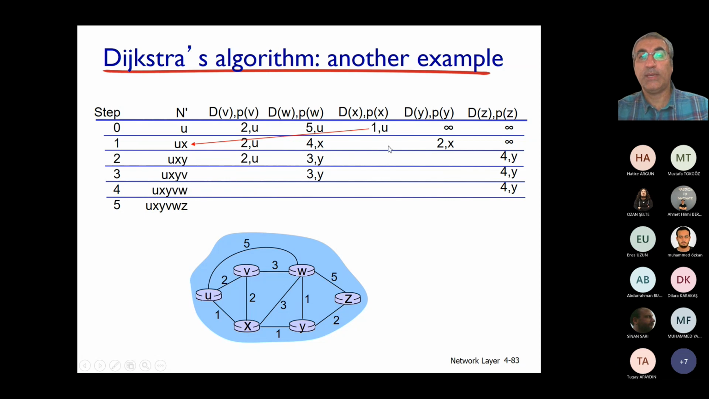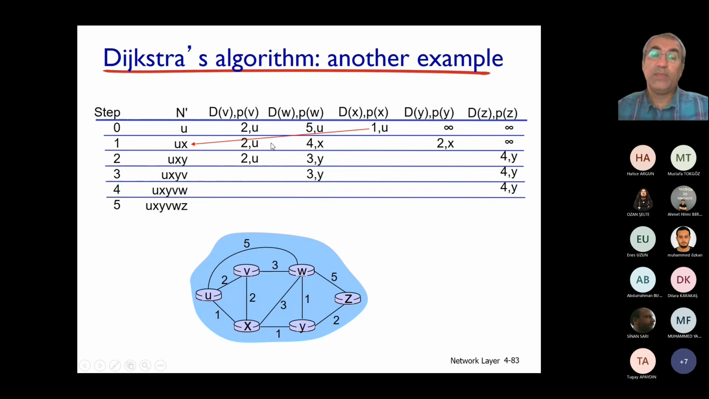And we are done with X. We are skipping X. For Y, to reach Y, yes, we can reach it now because X is on the path and Y is adjacent to this X. And the least cost path is 1 plus 1 equal to 2. So that's why we update from infinity to the value of 2. And the predecessor node to reach Y is X. And still Z is not adjacent to any node on the path. So that's why we keep it as infinity.